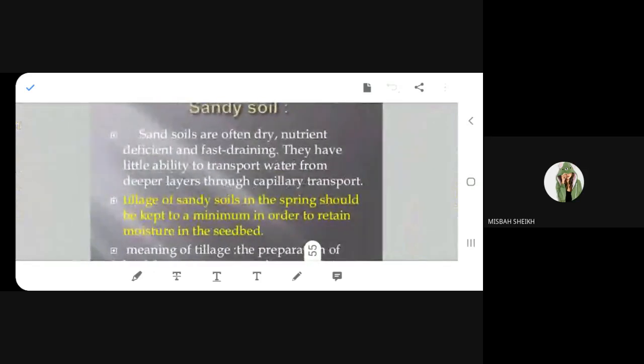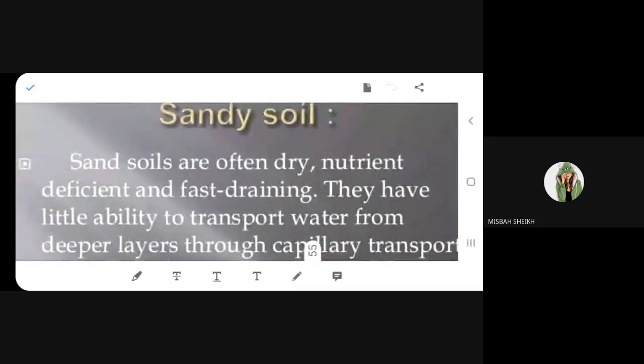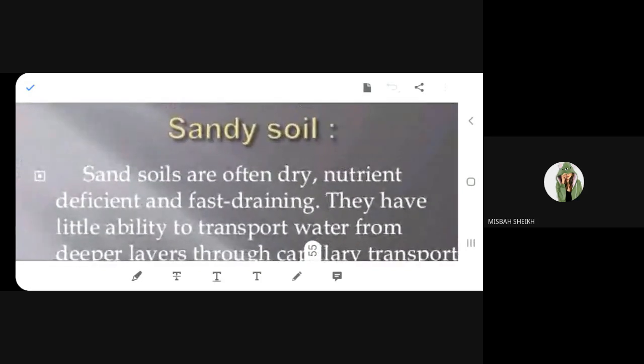Now we will read one by one. Misbah? Yes, we'll see one by one how the soil looks like. What are the properties of the soil? Yes, sandy soil. Start.